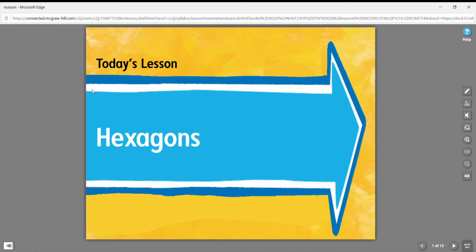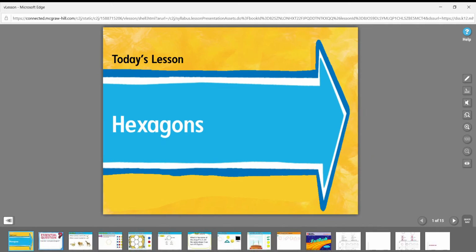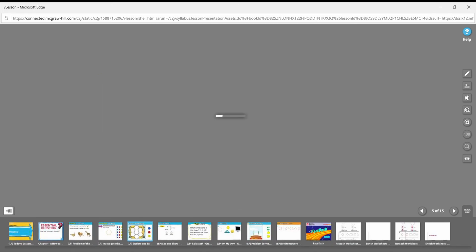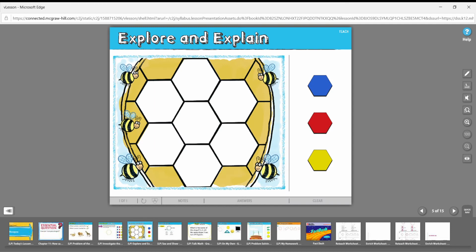Chapter 11, Lesson 4 is all about one shape. The shape is a hexagon. When we look at pattern blocks, hexagons are usually yellow. But I'm going to show you something where you are going to use some other colors on hexagons too.